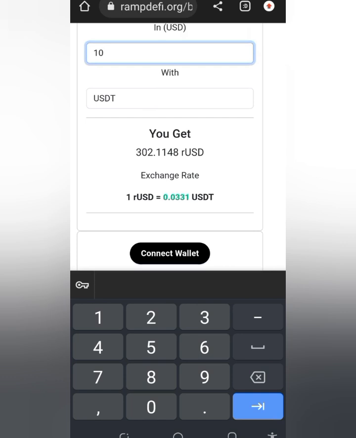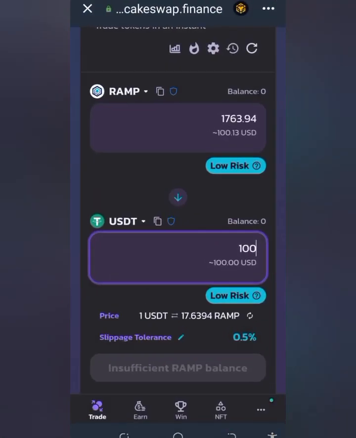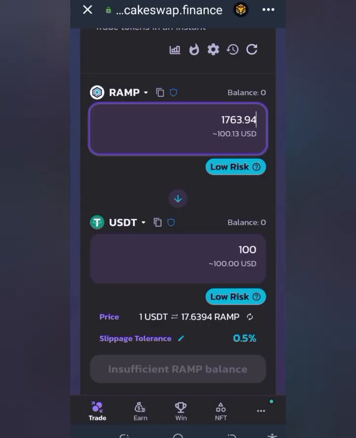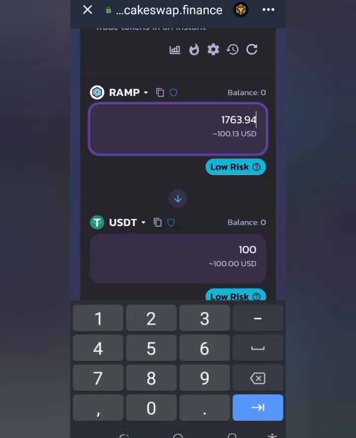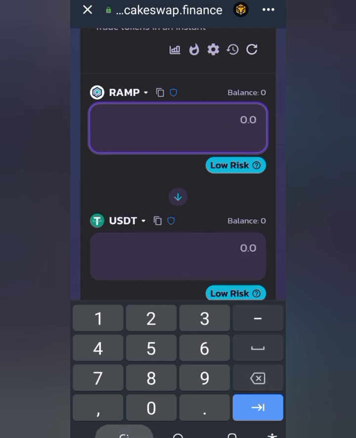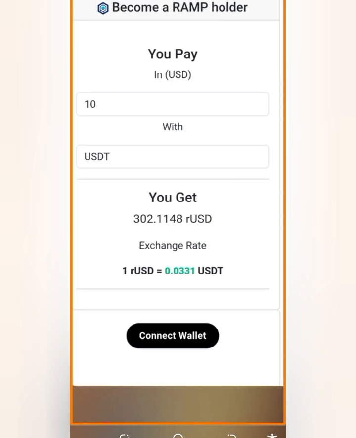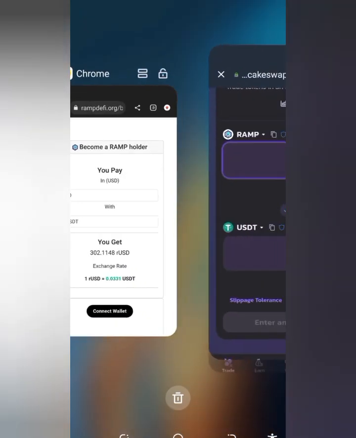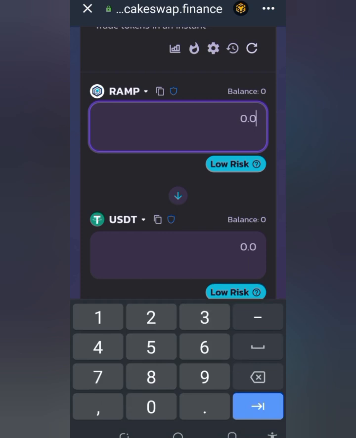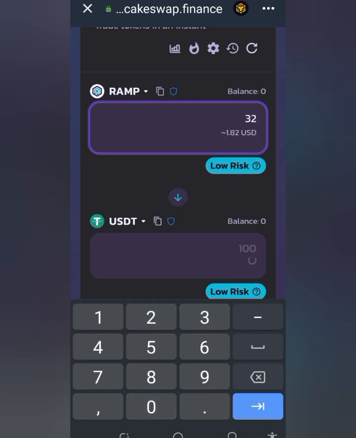But if we now take this and I want to swap it in PancakeSwap, okay, what will we have? So let me come here and delete all of these. So now what we want to do is swap. So don't forget, let's go and check. What did we get? We got 302.11. Let's put that here. 302.11. Okay, remember?